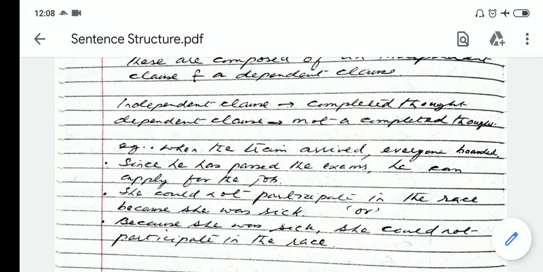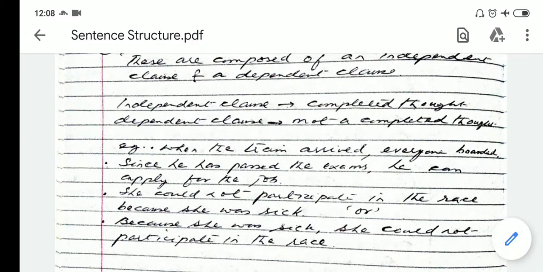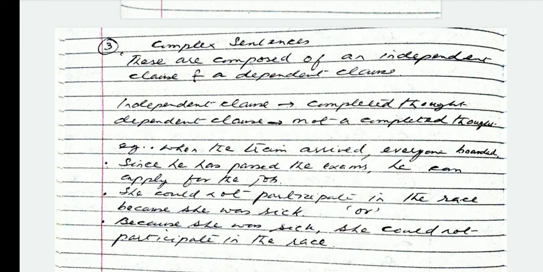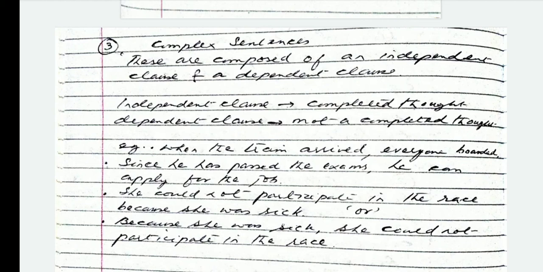Other examples are: since he has passed the exams, he can apply for the job. Since he has passed the exams, this is a dependent clause because although it has a subject and it has a verb, it does not have a completed thought. He can apply for the job. This has a subject, has a verb, and a completed thought. This is an independent clause. So here again two clauses are joined. It is called a complex sentence. One is a dependent clause, the other is an independent clause.